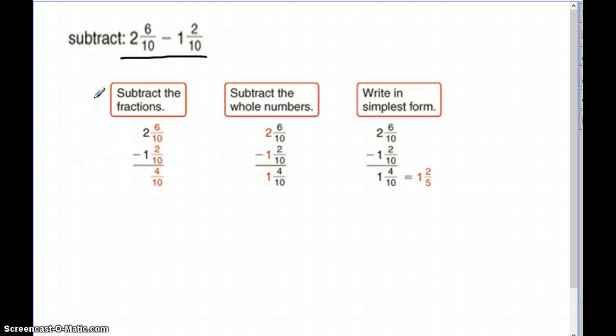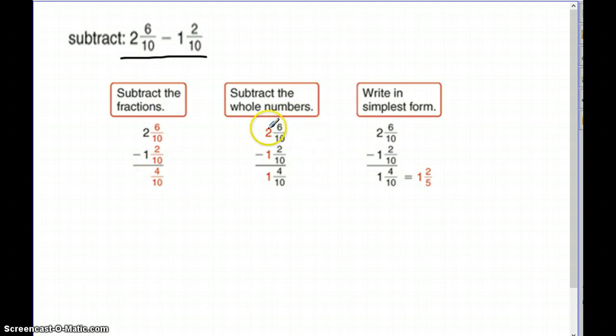And so step 1 is going to be the same. We're going to start on the right, and we're going to subtract the fractions. So we have 6/10 minus 2/10. Well, looking at our denominators, we see that the denominators are the same. So we can just go ahead and subtract. We write our denominator down here, tenths, and then we subtract our numerators. 6 minus 2 is 4. So our fraction portion is done. We have 4/10 written right here.